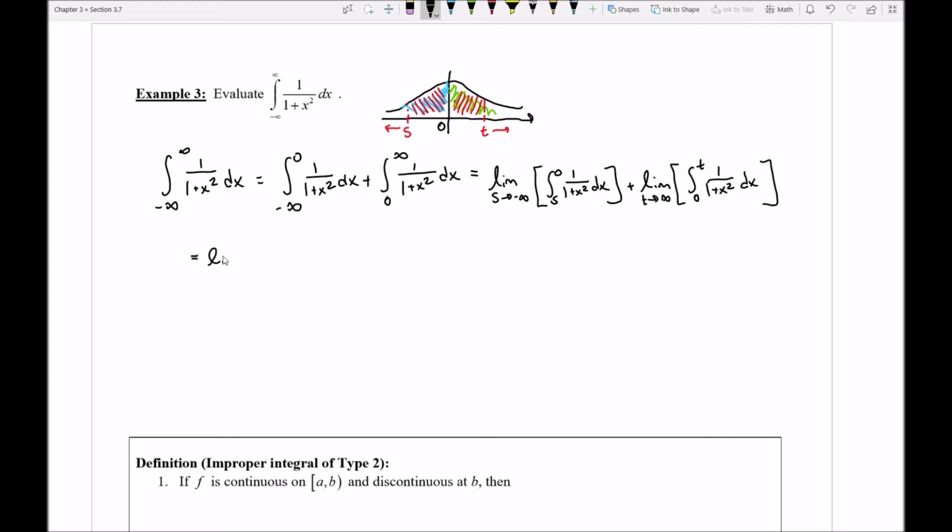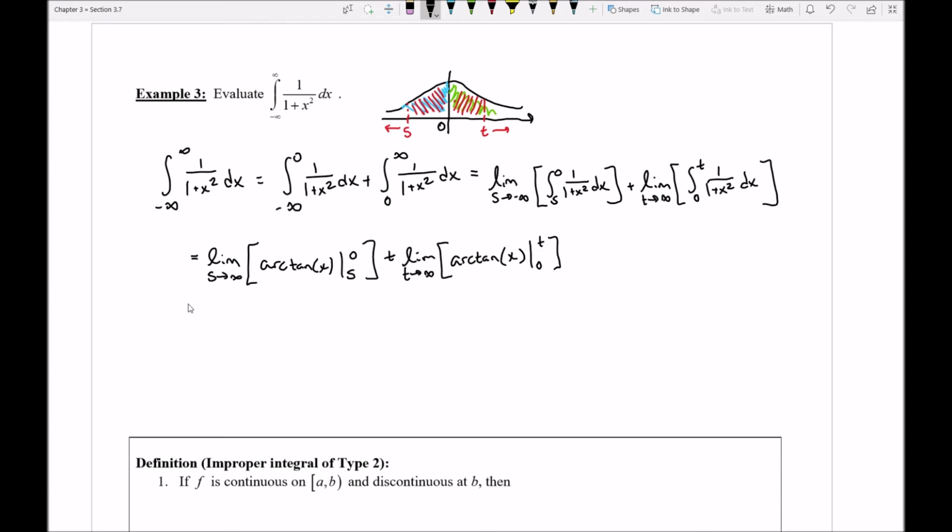So let's see. I'm going to still have my limit, s goes off to negative infinity. And notice that my antiderivative of 1 over 1 plus x squared is actually just the arctangent of x function. So I'm going to set this up. Oops, this should be a plus. As t goes to infinity. And here I'm going to have my arctangent function of x from 0 to t.